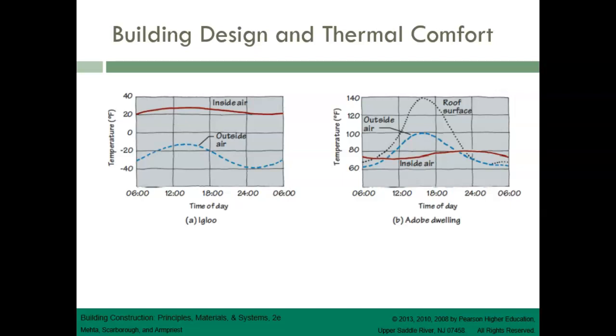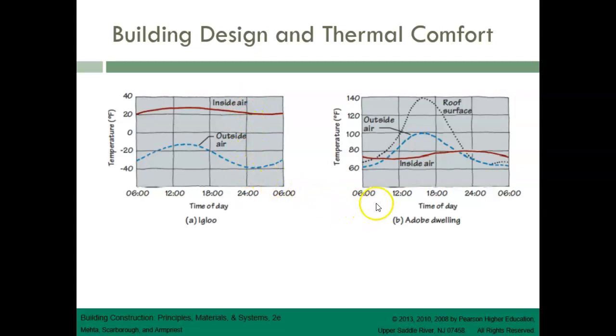The igloo, as you can see, my inside air is roughly 20 to 30 degrees, and the outside air negative 30 to negative 40 degrees. And if you take a close look at this, the curves, as this is plotted out throughout the day, somewhat are parallel to each other. You can see that they raise and dip about the same time during the day.